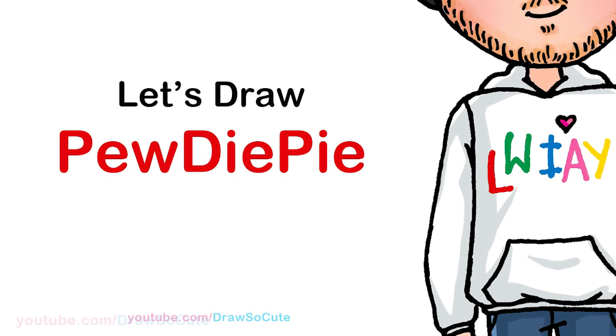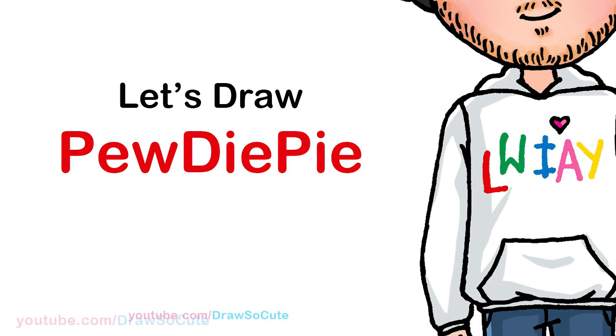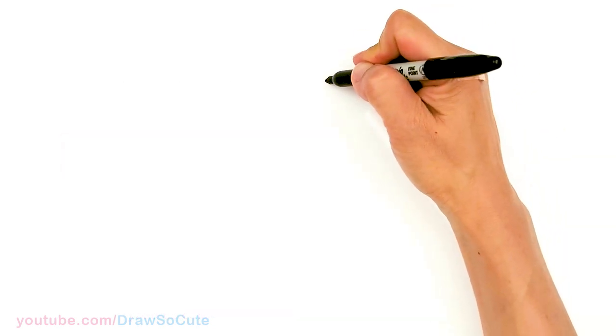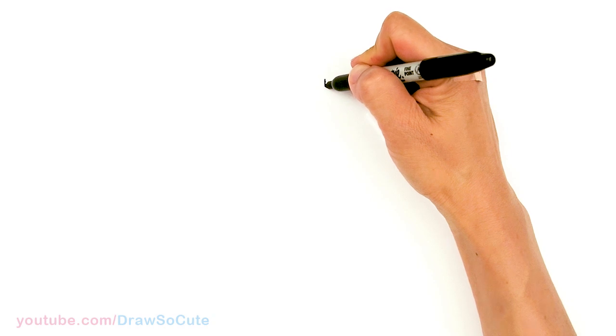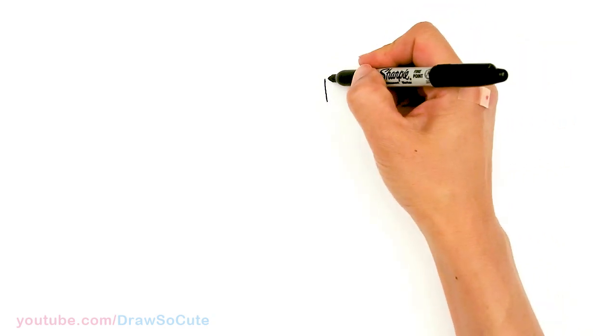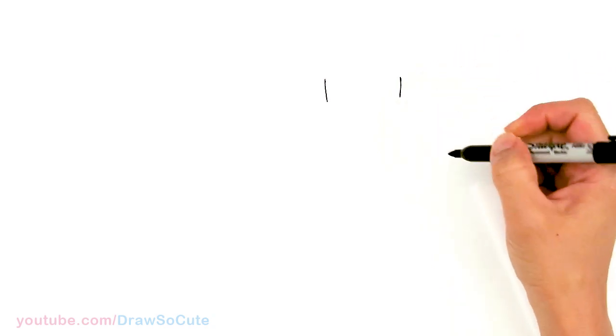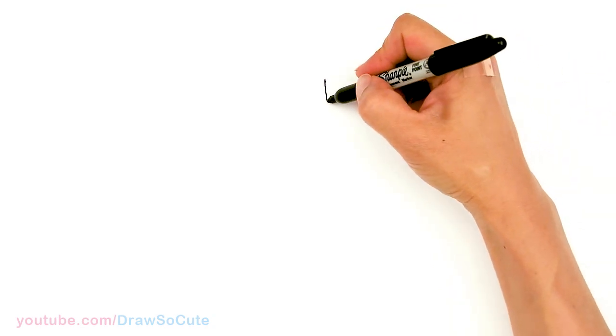Today we're going to draw PewDiePie, so let's get started. To draw PewDiePie, we're going to first start by drawing his face. So I'm going to come right here and draw basically the bottom of a U. I'm going to come to the other side, so about this much. It's a little bit narrow and more angular for PewDiePie's face.